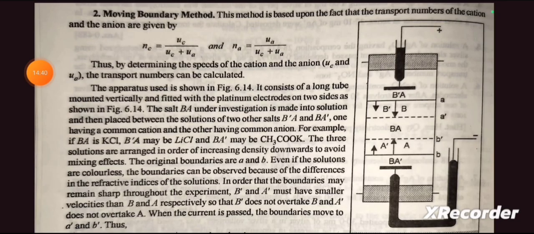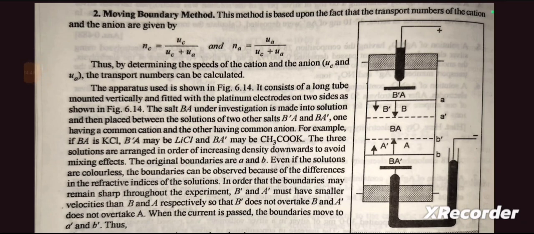Similarly, Nc is equal to Uc divided by Ua plus Uc, which is equal to Uc divided by Ua divided by 1 plus Uc divided by Ua, or Nc is equal to r divided by 1 plus r. Thus, Na is equal to Ua divided by Ua plus Uc, which is equal to 1 by 1 plus r. Nc is equal to Uc divided by Ua plus Uc, which is equal to r by 1 plus r.